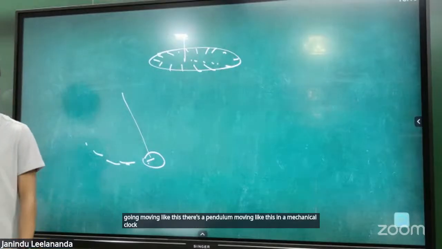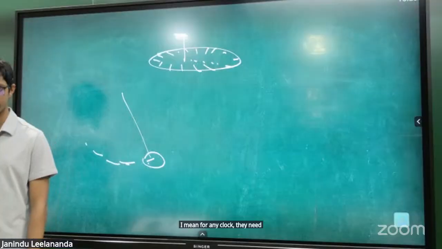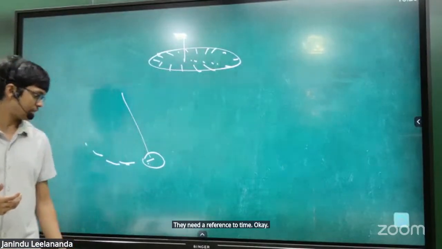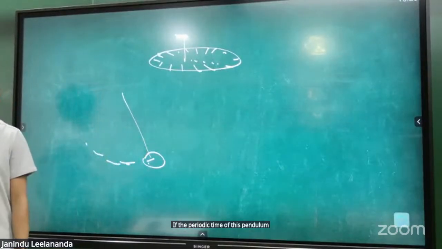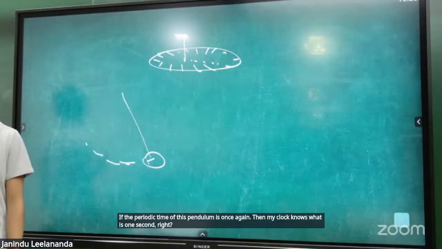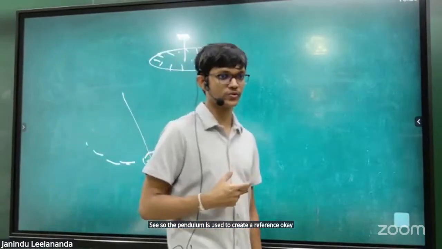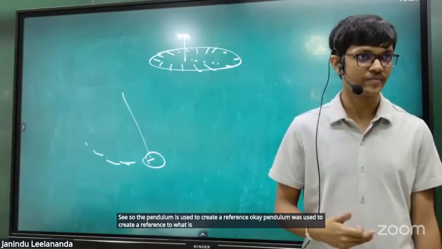Why? For any clock, they need a reference to time, right? So if the periodic time of this pendulum is 1 second, then my clock knows what 1 second is. So the pendulum was used to create a reference for what 1 second is.